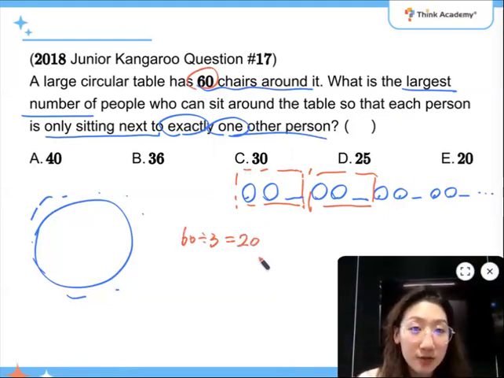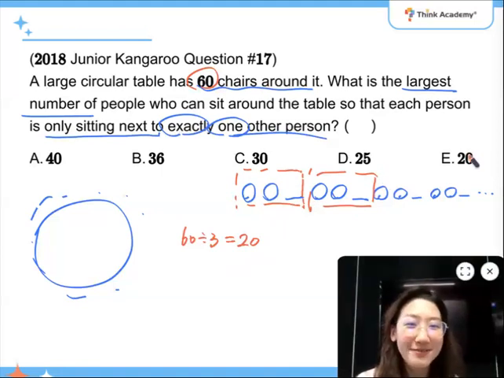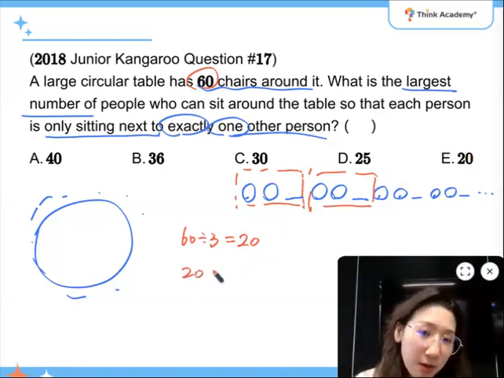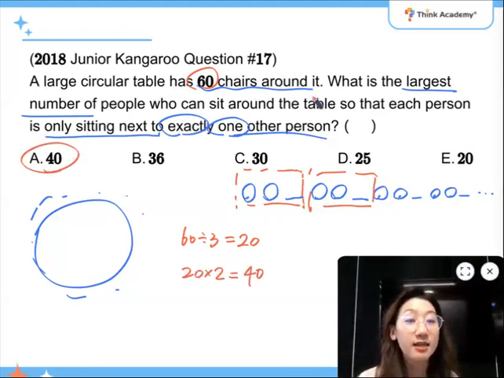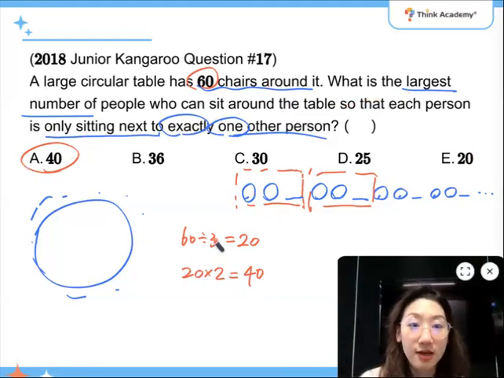That's 20. So that means there are 20 groups. But is that the final answer? Not really, because in each group there are 2 people. So you can just multiply that by 2, and that will give you 40 as the maximum number of people that we can fit in.